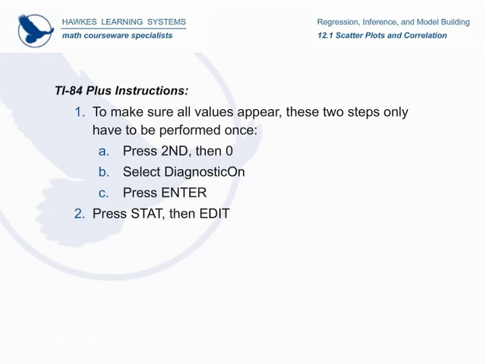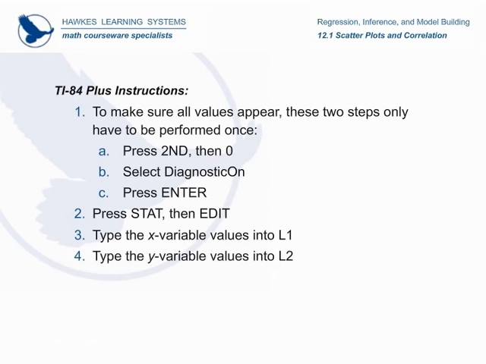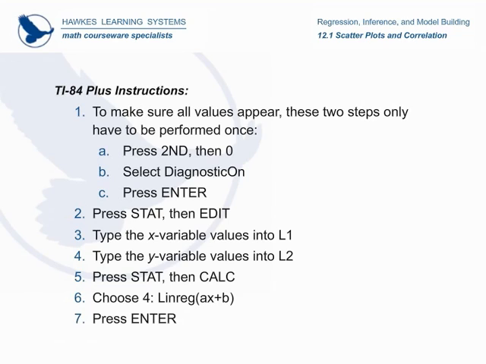Then you press the Stat key and move over and select Edit. Then type the X variable values, and you put them into your list 1. And then you put in your Y variables, and those would be put into list 2. Then you press Stat key, then Calculate, and choose number 4. And that's the linear regression value, AX plus B. And then we press Enter, and that will give us our correlation coefficient value.